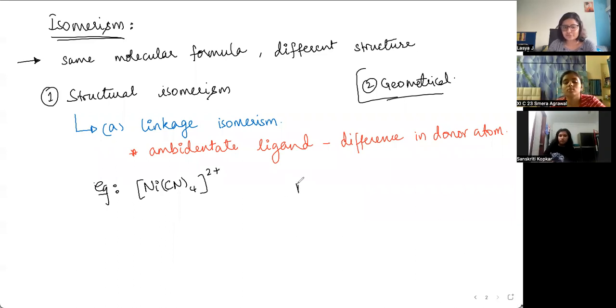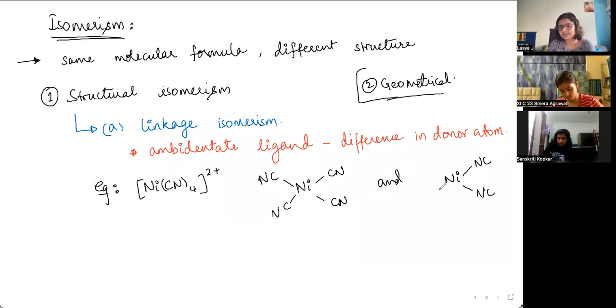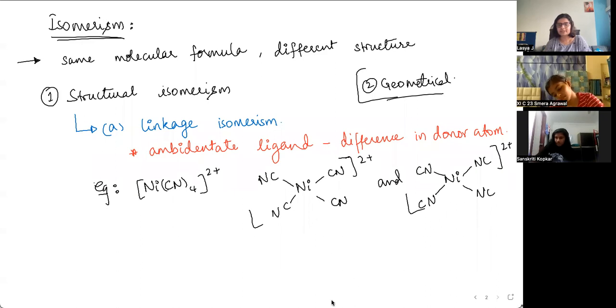Okay. So if we had to write it, [Ni(CN)4] versus [Ni(NC)4]. Let's put the charge here. This will be 2+, and this will be 2+. You can see that in this case the linked atom to nickel is carbon, versus in this case it is nitrogen. So this sort of case is what you call linkage isomerism. Okay, let me know when you guys have noted it, and we'll look at the next one.